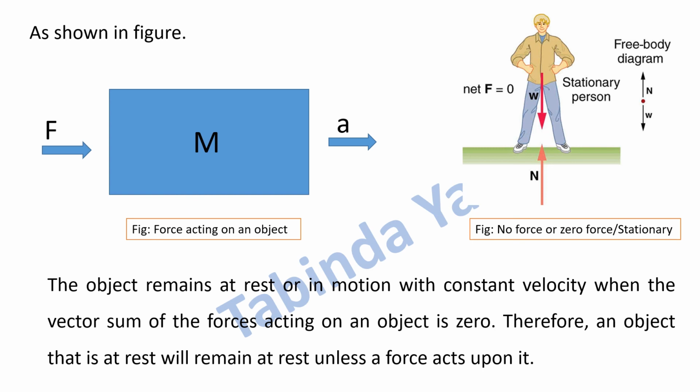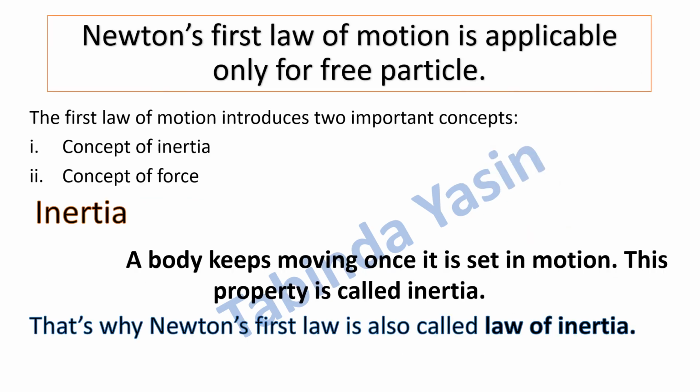A person standing on a floor, if there is no external push or pull, will remain in the state described here on the right hand side of the picture. As I have told you before, if there is no force applied on the object and the object remains in the same state, then Newton's first law of motion is applicable only for free particles. An object with no force applied on it is a free particle, so we can say that Newton's first law is applicable only on a free particle.